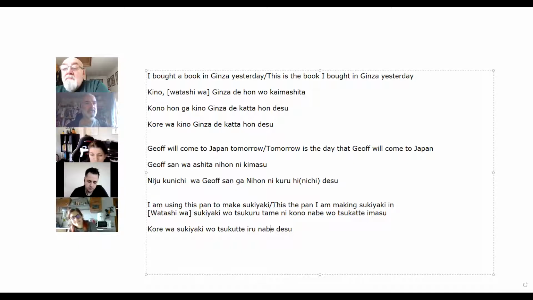But at the moment this says, this is the nabe, sorry, the sukiyaki making nabe. But what I want to say is this is the pan that I am making sukiyaki in. So there's one element missing from this final sentence here. Yeah, and where would I put it and how would I mark myself? これは私が Good. Exactly this. Yep. Perfect.